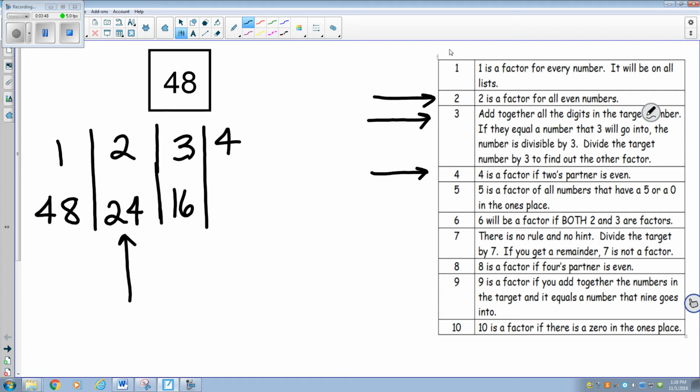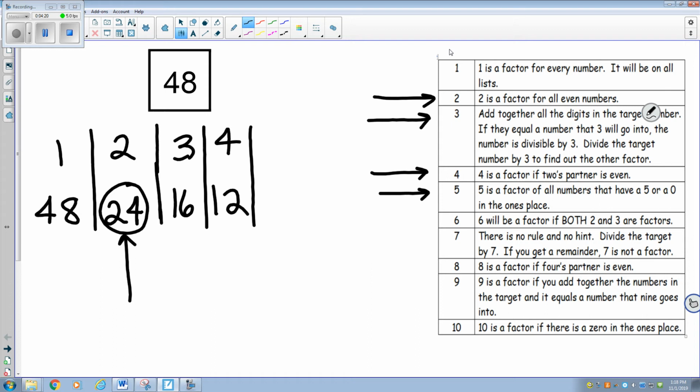Now to figure out 4's partner, we can use our basic multiplication facts here because 4 times 12 is 48. But if the numbers are bigger and you might not have those facts memorized, another trick we can do would be 4's partner will always be half of 2's partner. 2's partner is 24, and half of 24 is 12. So 4 times 12 is 48, meaning that both 4 and 12 are factors of 48. Next up on our list is the number 5.